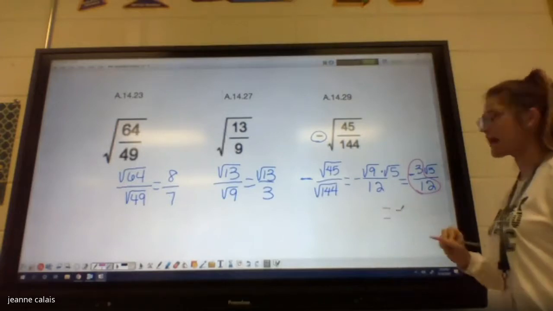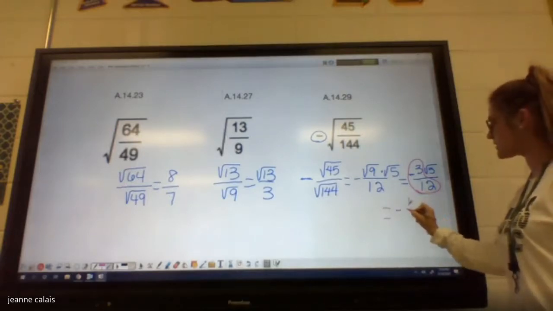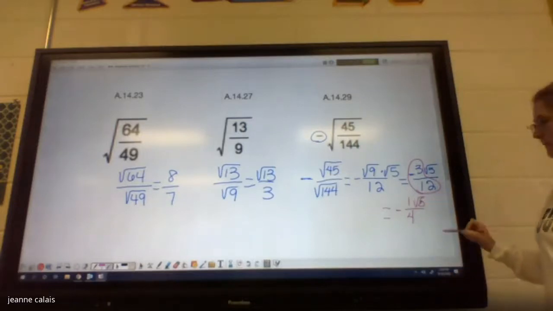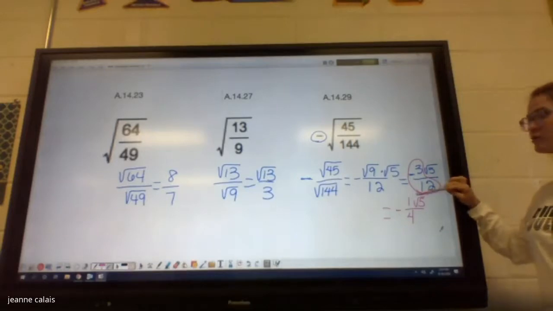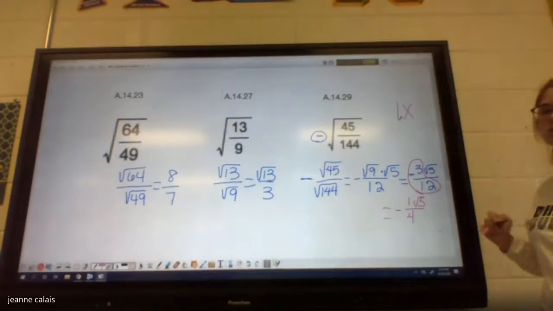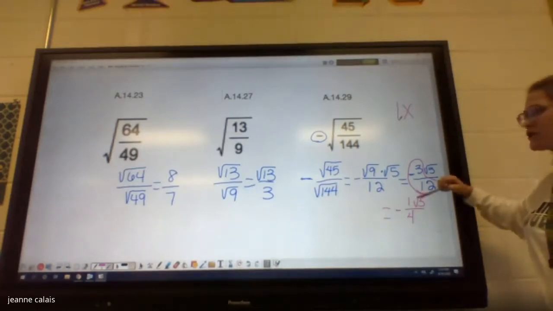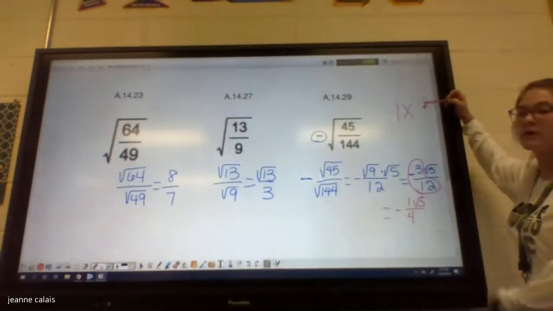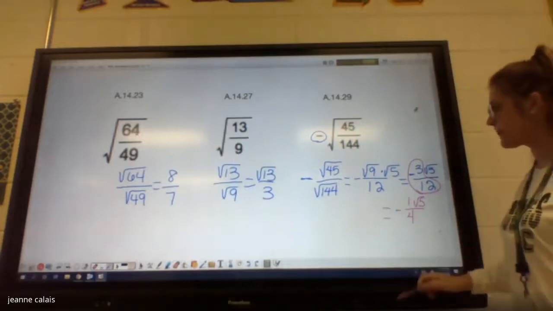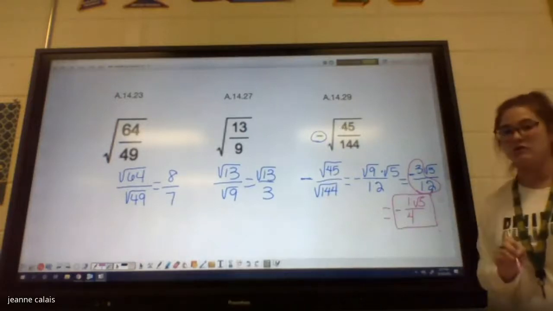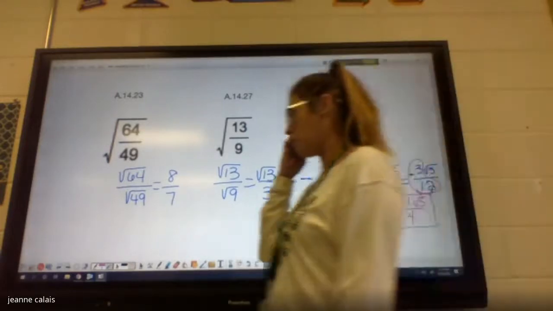So bring over that negative. 3 goes into itself once. It goes into 12 4 times. Don't forget to put the square root of 5, okay? You don't technically need the 1. Just like if I had a variable, I don't need to put the 1 in front of my variable. Same thing here. It's understood. If it makes you feel more comfortable, then go ahead and put the 1. That is fine, okay? This would be your final answer that you would put into MyMathLab. All right.